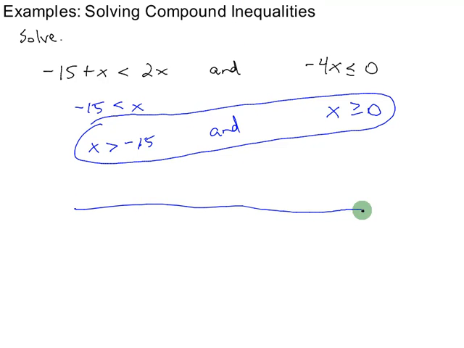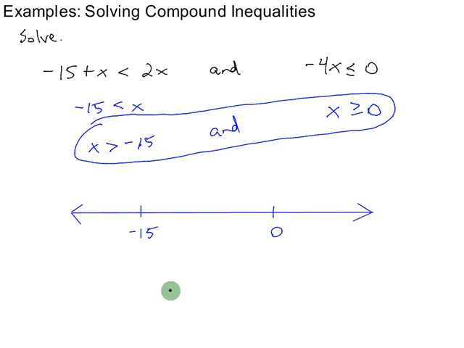So let's cut our number line up. Sorry about that. I want a straight line. Let's cut the number line at -15 and 0. Okay, so let's start with numbers smaller than -15. Numbers smaller than -15 do not make this first inequality true, right? Because they're not bigger than -15. So I can't shade any numbers here because I'm looking for numbers that make both statements true.